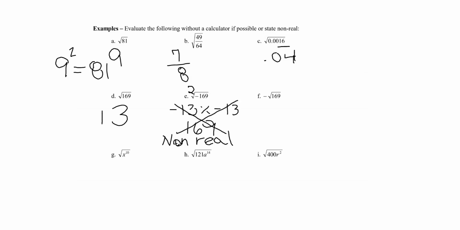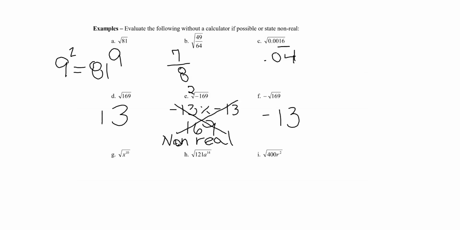Now, the way to get around that, if you want the negative root of the square root, if you take a look at F, it is acceptable to have the negative on the outside of the radical. It really stands for the opposite of. So the square root of 169 is 13, and if we take the opposite of that, it's going to make it negative.